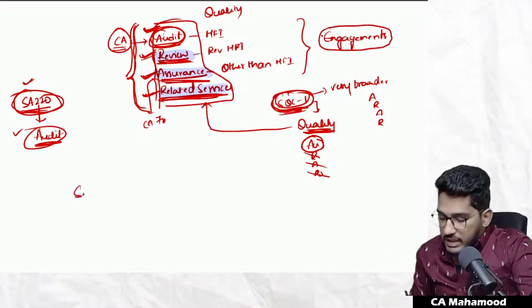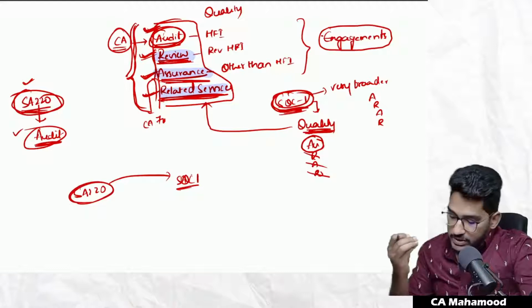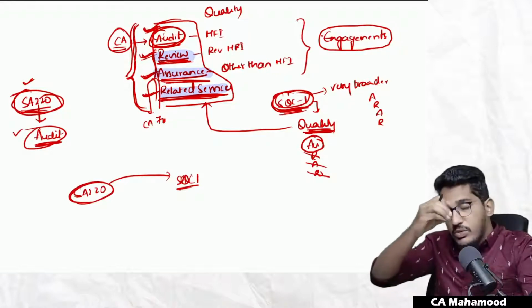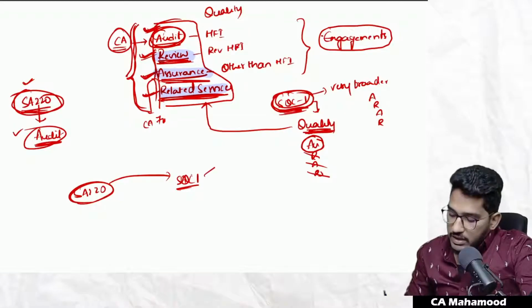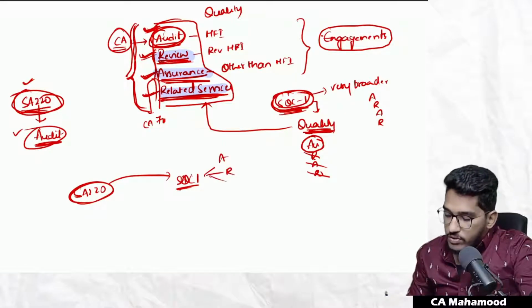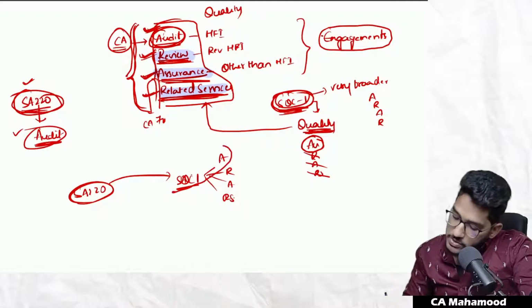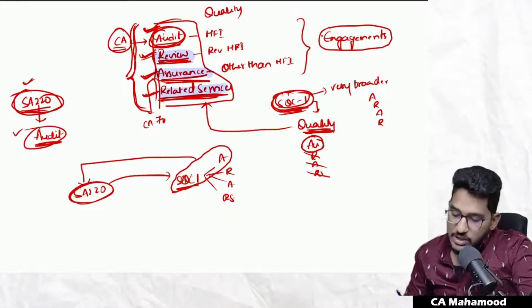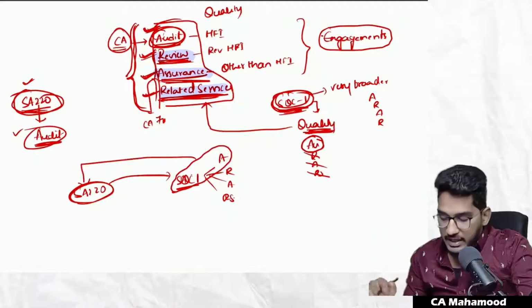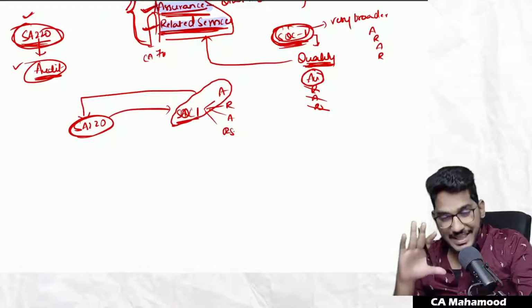If I put it the other way around, SA 220 has been drafted from SQC1 only. SA 220 has actually been taken from SQC1. SQC1 talks about audit, review, assurance, and related services. The part of SQC1 which talks about audit assignments has been taken out and put in SA 220. So at our CA Inter level, we need not deep dive into what SQC1 explains in a detailed manner.